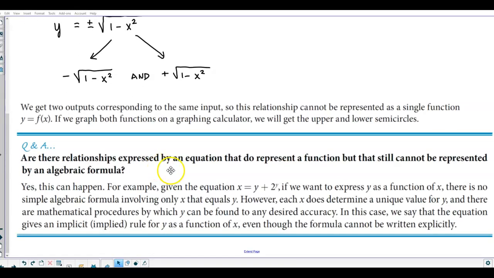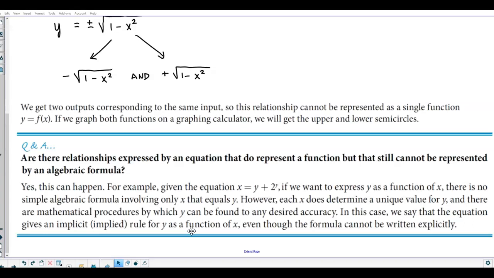So are there relationships expressed by an equation that do represent a function, but that still cannot be represented by an algebraic formula? Well, yes, this can happen. For example, given the equation x equals y plus 2 to the power of y, if we want to express y as a function of x, there is no simple algebraic formula involving only x that equals y. However, each x does determine a unique value for y. And there are mathematical procedures by which y can be found to any desired accuracy.